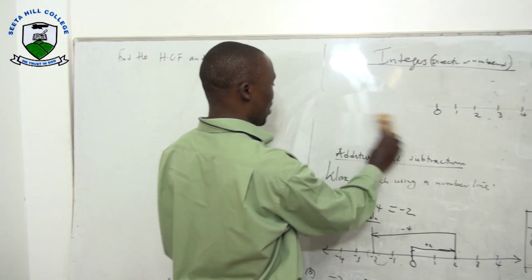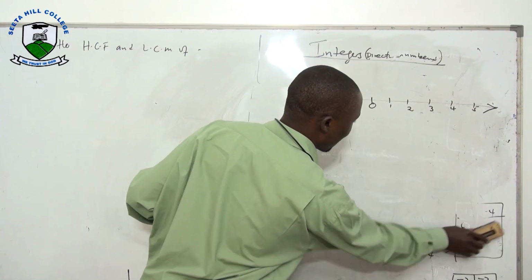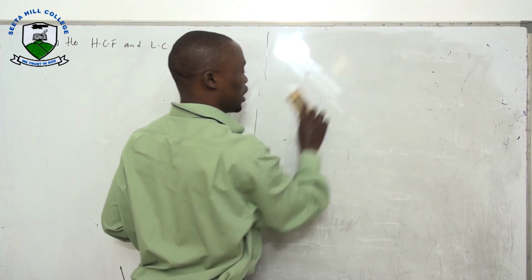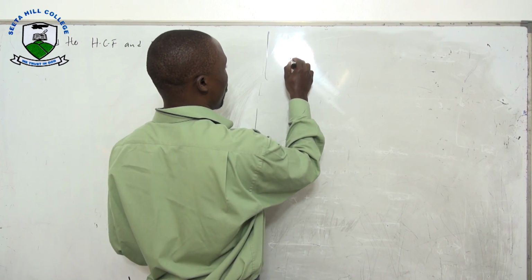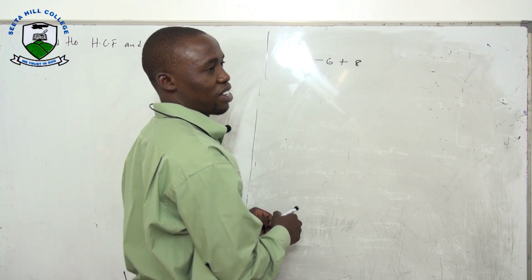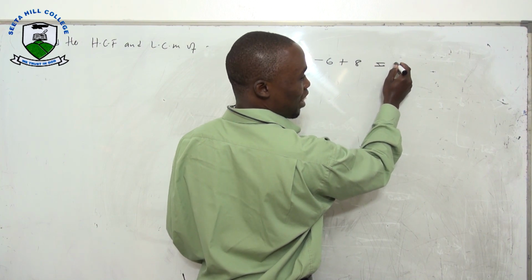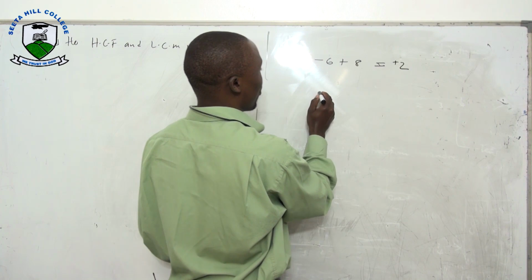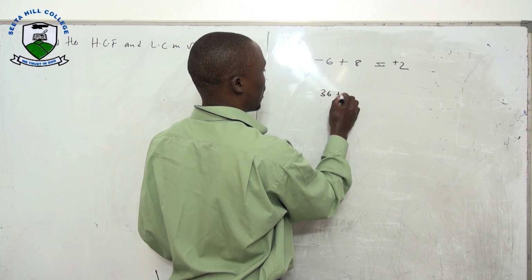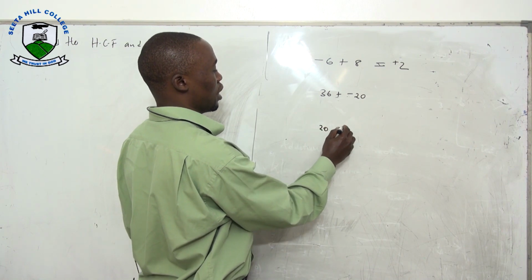Now, basing on the same knowledge, I hope you recall, since you have told me that you are acquainted with that, let me test you here. Handle for me negative 6 plus 8. What do you get? We get? What of negative 10 plus 36 plus negative 20? Then 20 negative 10.